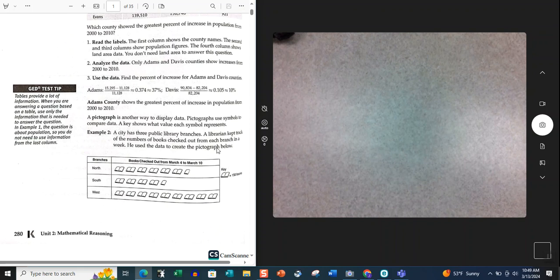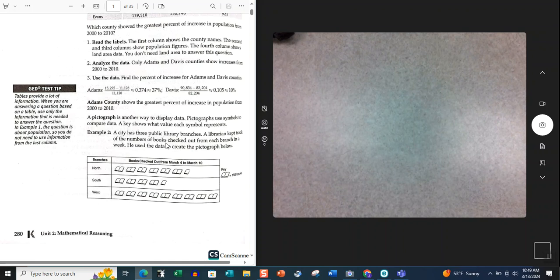Now we go here to a picture graph. It says a picture graph is another way to display data. Picture graphs use symbols to compare data. A key shows what value each symbol represents. So we have example 2.